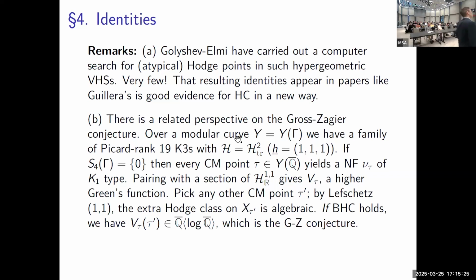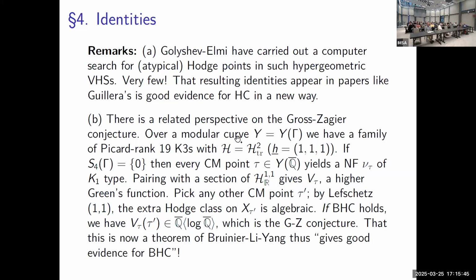If the Vaillant Hodge conjecture holds, and that's true, then you can prove directly that V tau at tau prime is a Q-bar linear combination of logs of algebraic numbers. And that's the Gross-Zagier conjecture. The Gross-Zagier conjecture, on the other hand, is now a theorem of three people. I think I got the names right. I'm not sure about the middle one. Rudy or me again. This gives good evidence for the Vaillant Hodge conjecture in the same sense. But I think it would still be very nice to prove Gross-Zagier this way, showing that the K1 cycles exist.